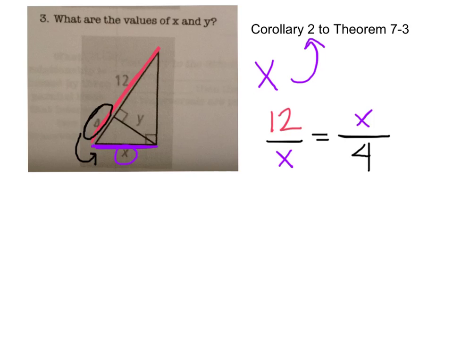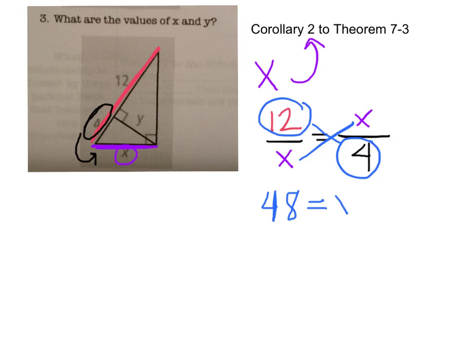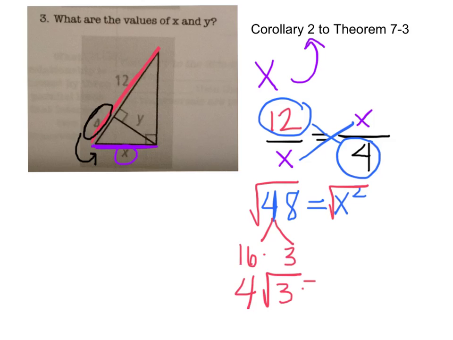Now as always, from here we need to cross multiply. So we take 12 times 4 and set it equal to x times x. So 12 times 4 is 48, and that should be equal to x squared. Again, this is the same one we did before, where we had 48 as our y squared in the last one, so we square root both sides. Again, we said that 48 broke down to 16 and 3. So this ends up being 4 square root of 3 is equal to x.